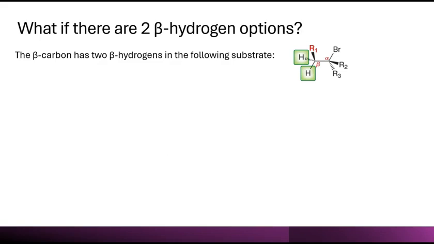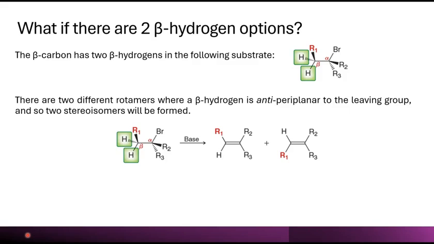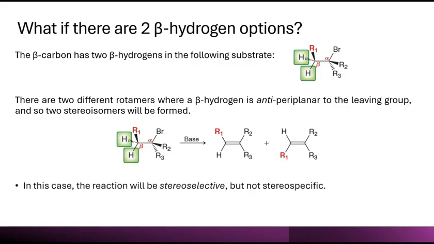What if there are two beta hydrogen options? When the beta carbon has two beta hydrogens in the following substrate, there are two different rotamers where a beta hydrogen is anti-periplanar to the leaving group, and so two stereoisomers will be formed. We can have either hydrogen 1 or hydrogen 2 here that would eventually become anti-periplanar to our leaving group, and therefore we have two different products that are possible. In this case, the reaction will be stereoselective, but not stereospecific.